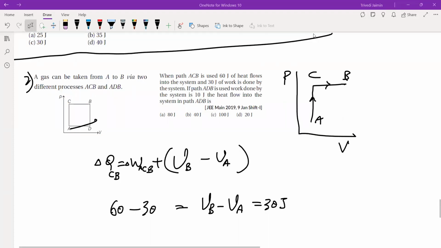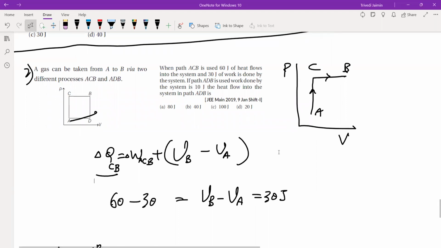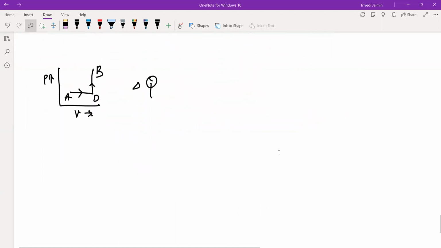So it will be A, C, B. Same thing here. For this one, Q will be A, D, B, right? Yes, sir. Okay, so W will be same.